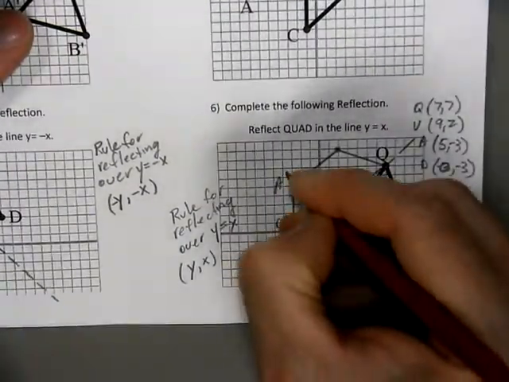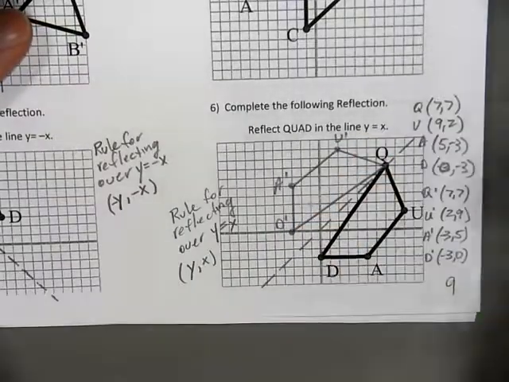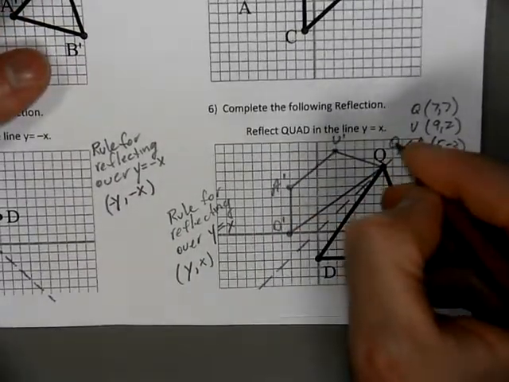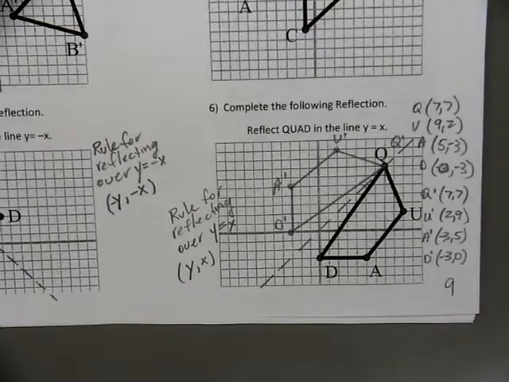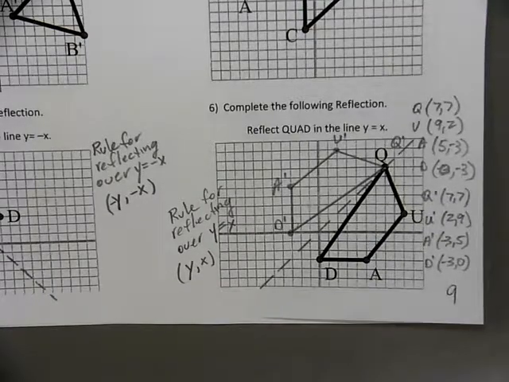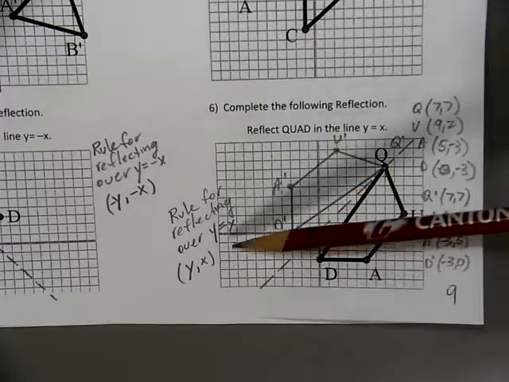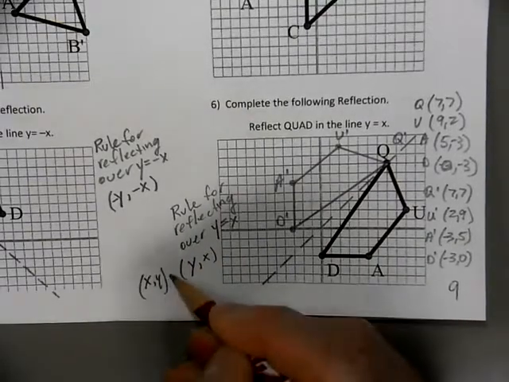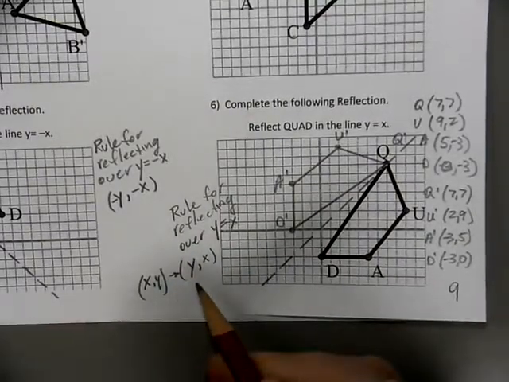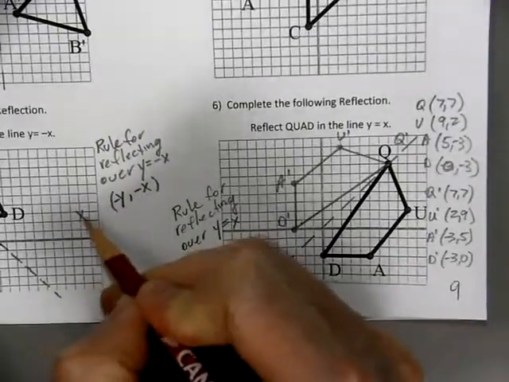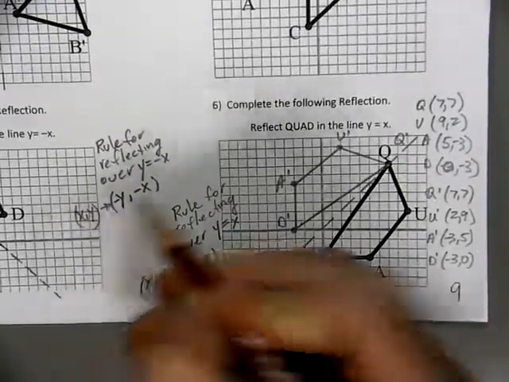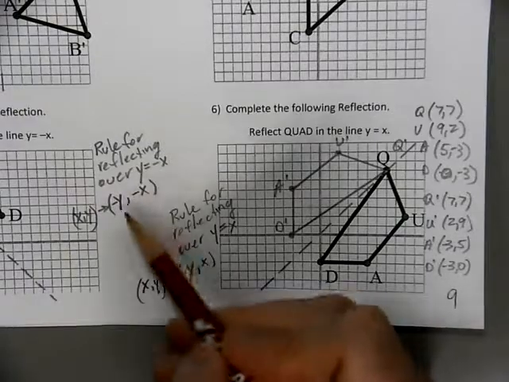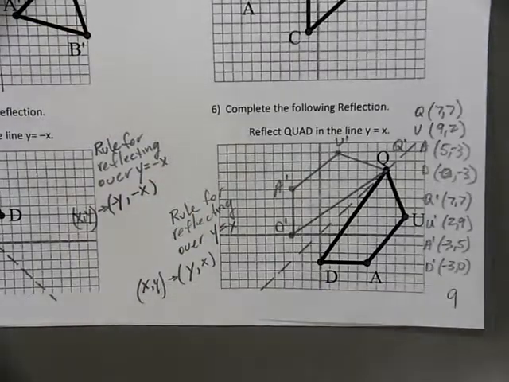D prime, A prime, U prime, and this here would be Q prime. So notice how I did that? I took the original points and I followed the rule. The rule would be (x, y) with our arrow follows that pattern. (x, y) with our arrow reflects over y equals negative x is that pattern.